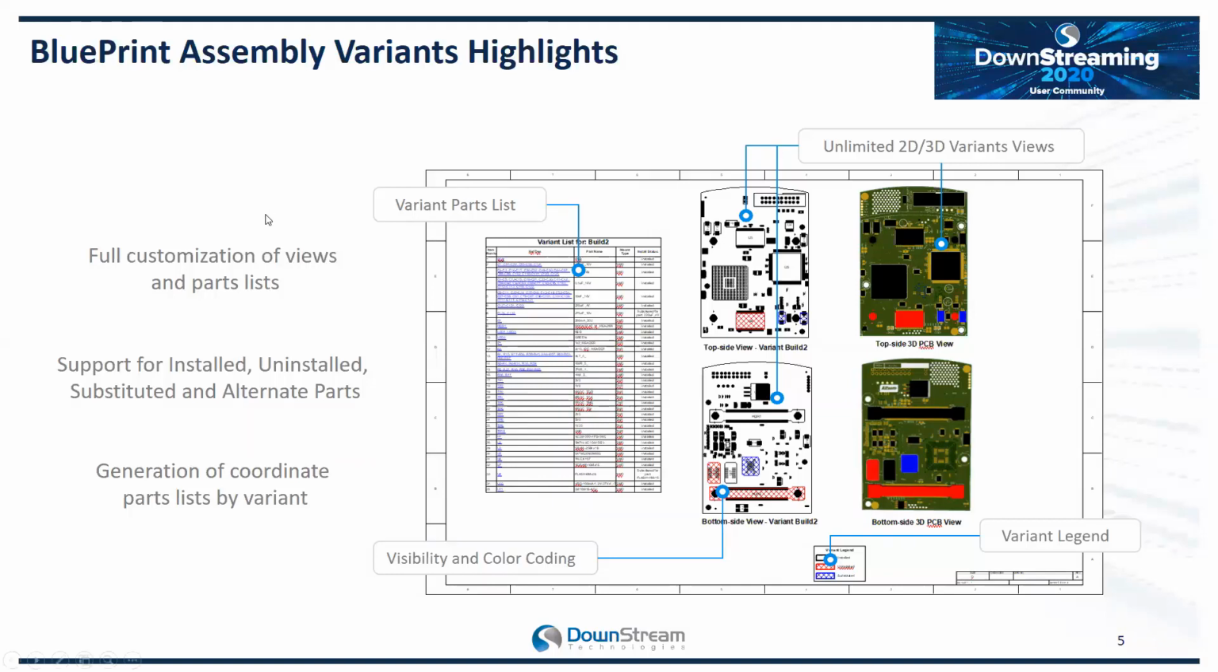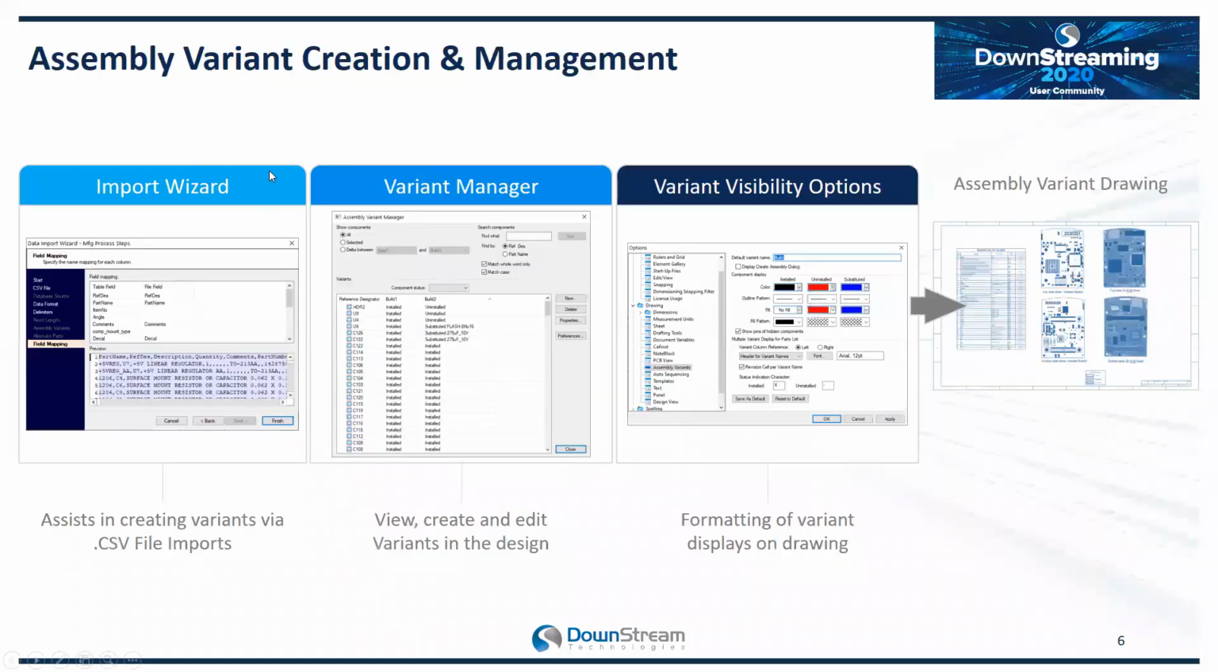Okay. How do we create and manage our assembly variants? Well, at the core of the assembly variant capabilities of Blueprint is the variant manager. Now, in the variant manager, which is a dialog that I can call up, I can manually create by just identifying this part's installed, this part's uninstalled, substituted, what the substituted part is, and so on, and create as many variants as I want, and then display them, get the delta, the differences between various variants, and so on.